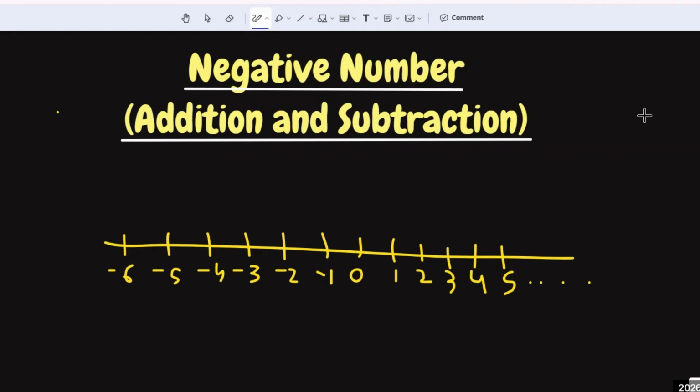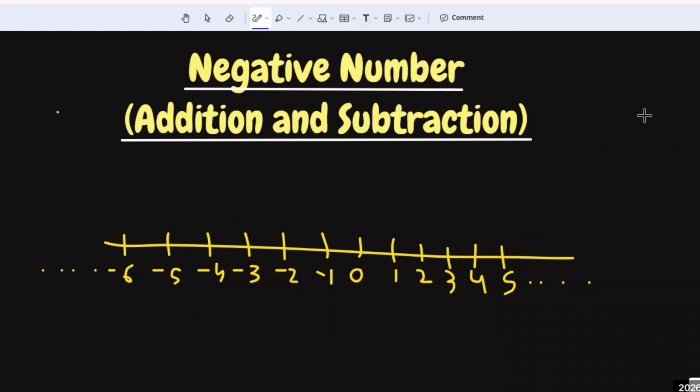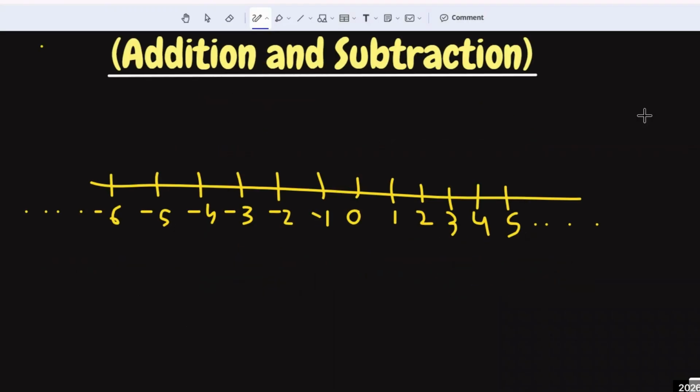Okay, and this just keeps going on. This number is smaller than this number. -6 is basically smaller than -5. Whatever the previous number is, it is smaller than the next, and this keeps increasing in order. These numbers are greater than the previous number. So let's talk about how you can do adding and subtracting negative numbers.